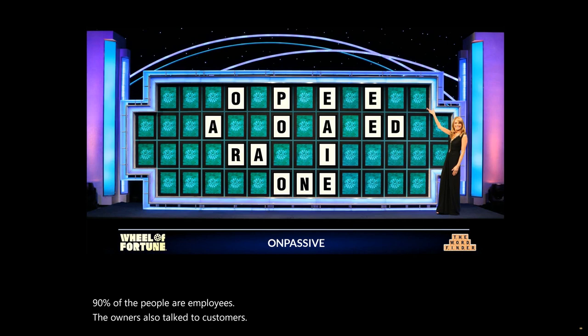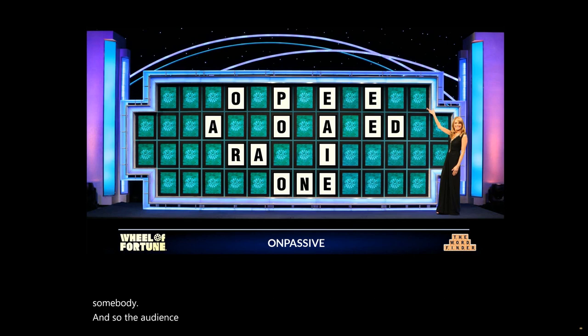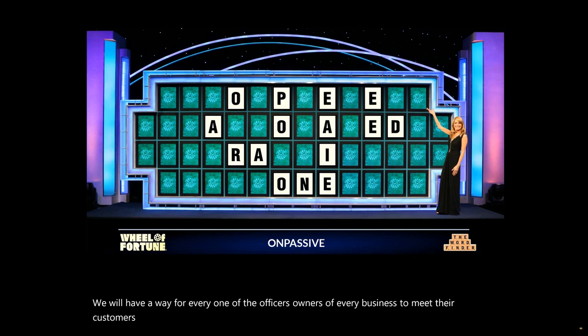The customers make up 99.9% of everybody in the world. Everybody's a customer of somebody. And so the audience of Onpassive is certainly officers and the people they talk to, employees and customers. That's a big audience. We will have a way for every one of the officers, owners of every business to meet their customers and their employees with the best systems through Onpassive.